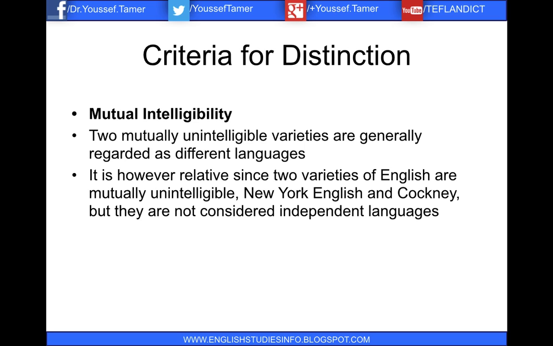But again, as I have mentioned before, this criterion is relative. It's not strong enough because there are some exceptional cases where it doesn't justify this distinction between language and dialect. It is relative since there are two varieties of English, one called New York English and the other Cockney English. When people are speaking these two English varieties, they don't understand each other. Normally, according to this criterion, we should consider them as two different languages. But we don't. They are just considered dialects, which means that this criterion is relative. It's not strong enough. It doesn't explain all the distinctions existing. They are not considered independent languages; they are just considered as dialects.